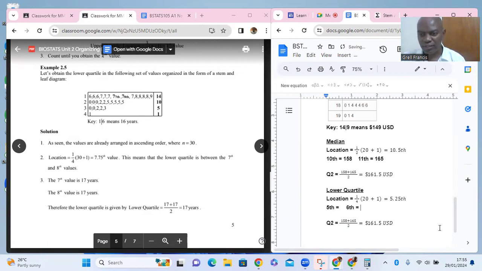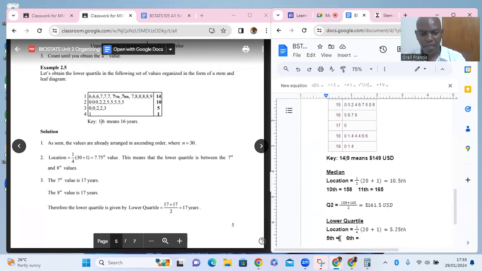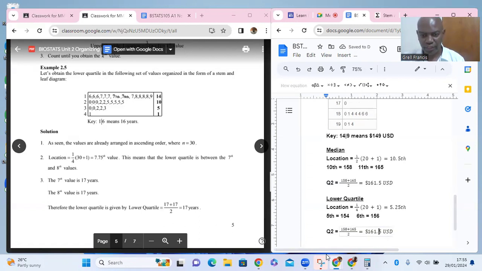So let's go back to the stem and leaf. Let's start counting. 1st, 2nd, 3rd, 4th, 5th. The 5th is 154, and the 6th is 156. So we are going to find the average of 154 and 156, and that would give us the lower quartile. So let's just edit this. This will be 154 plus 156 divided by 2, because it's two values we find the average of.